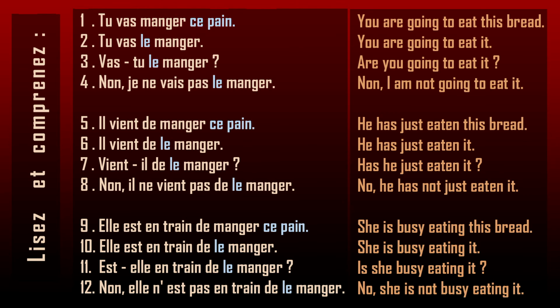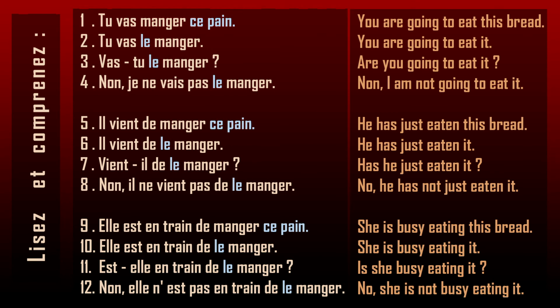That's the interrogative form. Then negative form. Non, il ne vient pas de le manger. No, he has not just eaten it. Sentences 5, 6, 7, 8 are made with passé récent, and in these sentences we have a direct object pronoun. Please note where the direct object pronouns are placed. Direct object or indirect object pronouns are placed before the main verb.